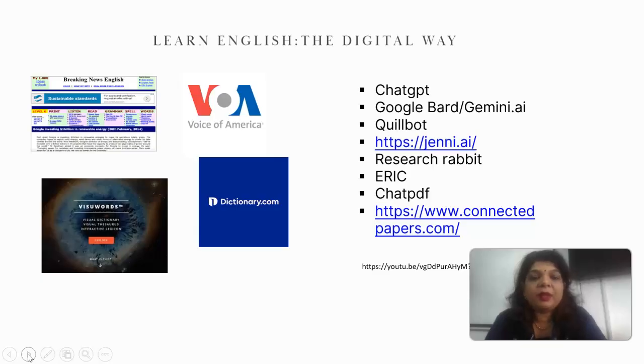Gemini.ai, Quillbot. Quillbot is a wonderful tool which you can use for paraphrasing certain paragraphs. Google Bard, Gemini AI and ChatGPT are synonymous. You can give instructions, you can give prompts, and accordingly they will deliver the results.